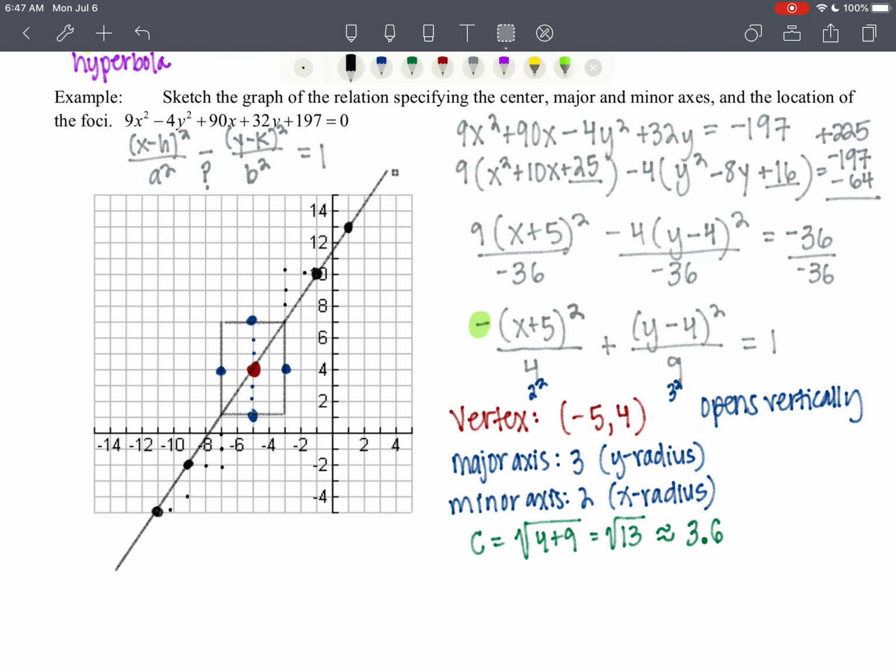And we'll do the same thing over here. Up 3, left 2, down 3, right 2. Use our straight edge. Try and go through all of those points. And it opens vertically. So at this point right here and at this point right here, those are the vertices. It's the vertex of each part of the hyperbola.